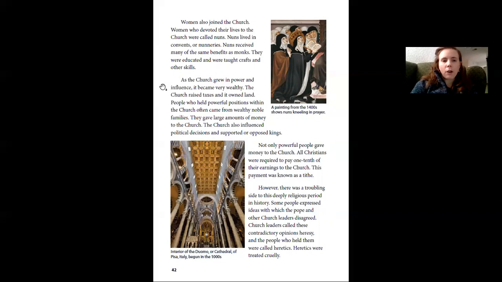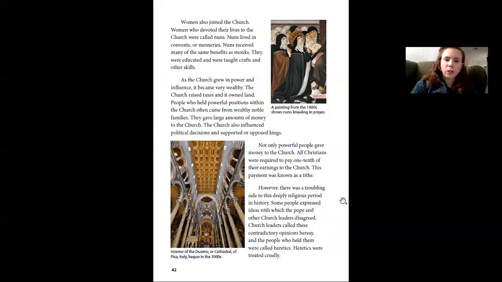As the church grew in power and influence, it became very wealthy. The church raised taxes and owned land. People who held powerful positions within the church often came from wealthy noble families. They gave large amounts of money to the church. The church also influenced political decisions and supported or opposed kings. Not only powerful people gave money to the church. All Christians were required to pay 1/10 of their earnings to the church. This payment was known as a tithe. So if you made $100, you would have to give 10 of those dollars, 1/10 of your money, to the church, or your tithe.